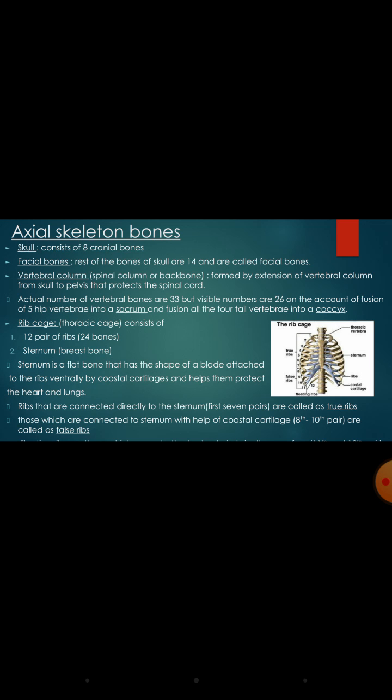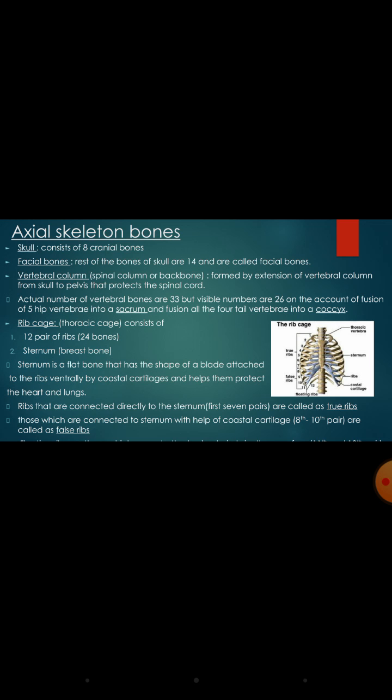The rib cage, also known as the thoracic cage, consists of 12 pairs of ribs. The sternum, which is also known as the breastbone, is a flat bone that has the shape of a blade, attached to the ribs ventrally by costal cartilages, and helps them protect the heart and lungs.